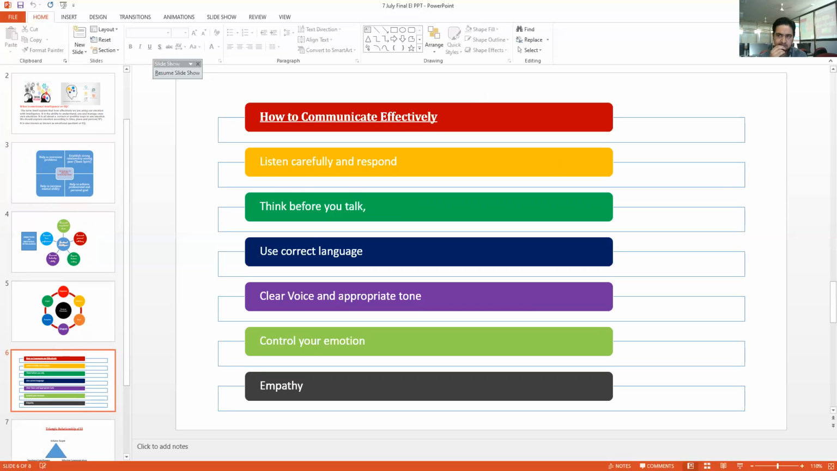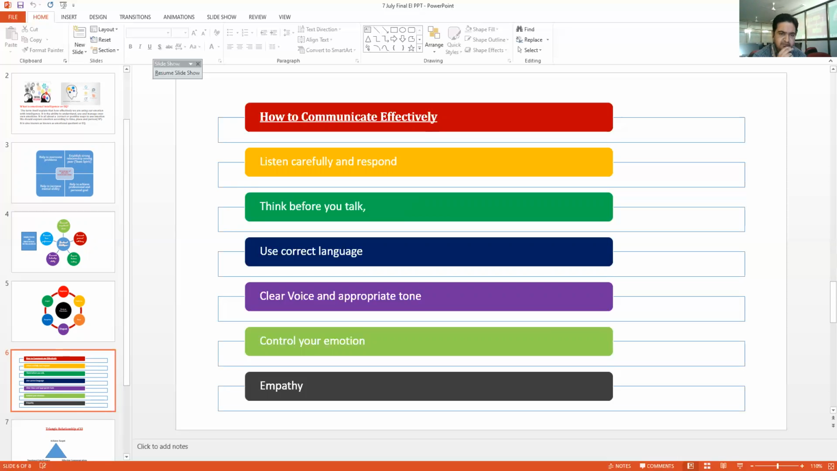Now, how to communicate effectively. Here we would like to discuss how we can communicate very nicely and very effectively so that everyone becomes happy. This is also one of the ways we show our emotional intelligence, because how you communicate your view and your expression to someone is very, very important. Firstly, you must listen to people very carefully, and then accordingly give the reply. Secondly, you need to think before you talk. In the sense, before taking any decision, you think 100 times, and only then show your reaction.